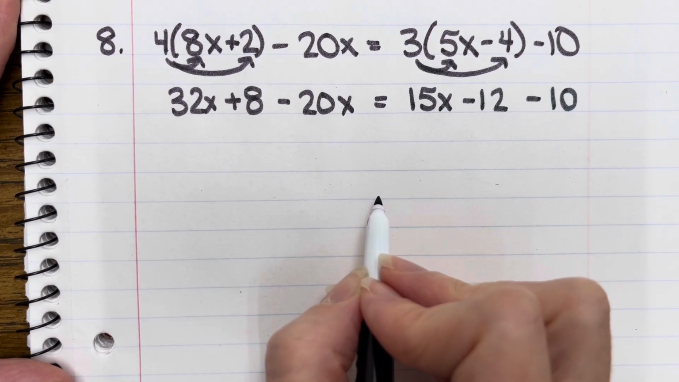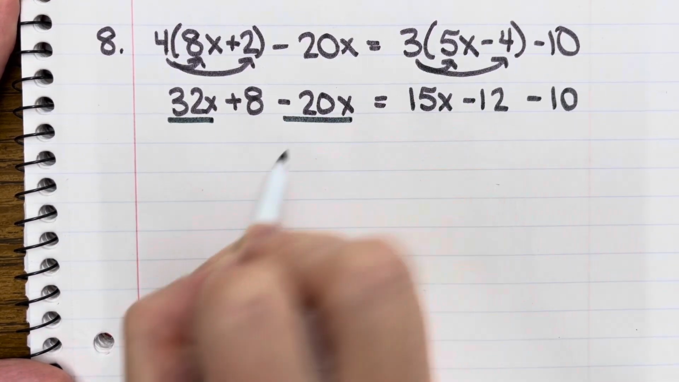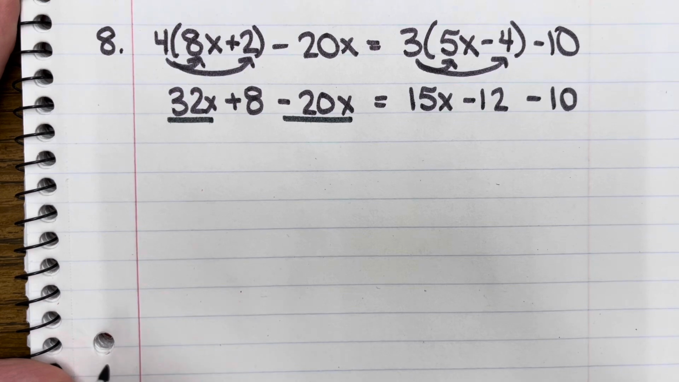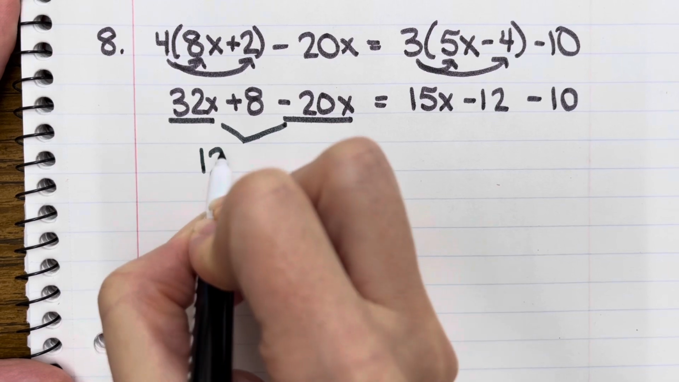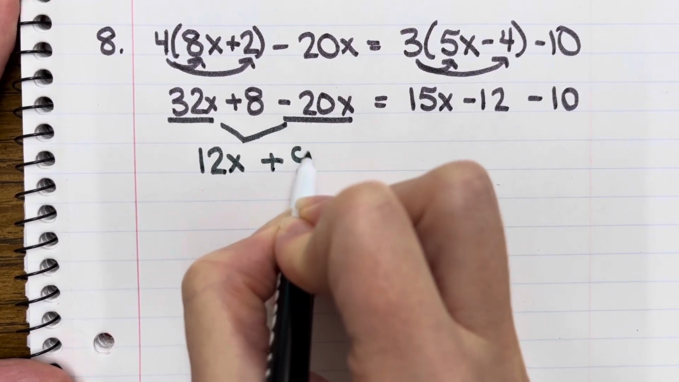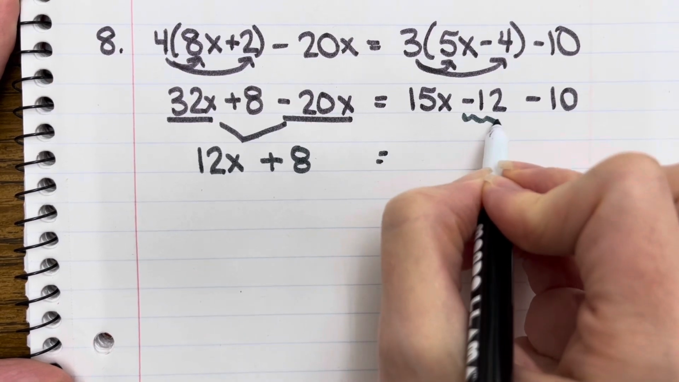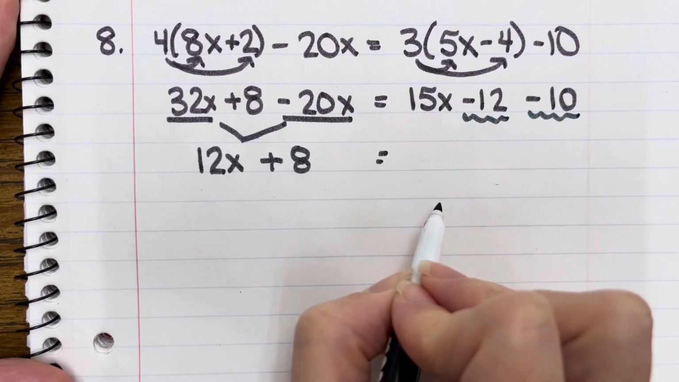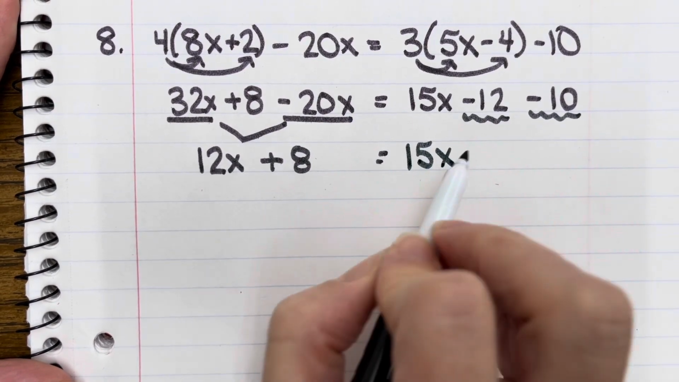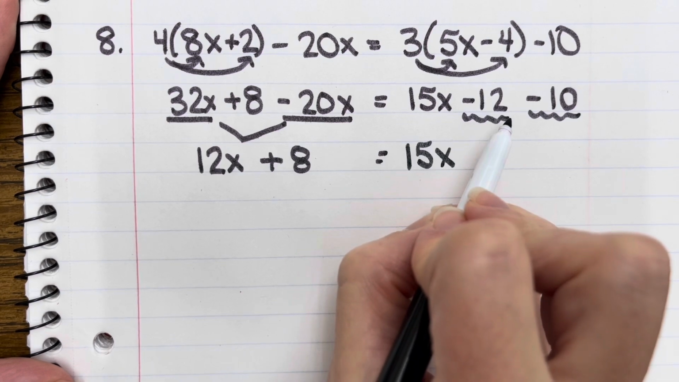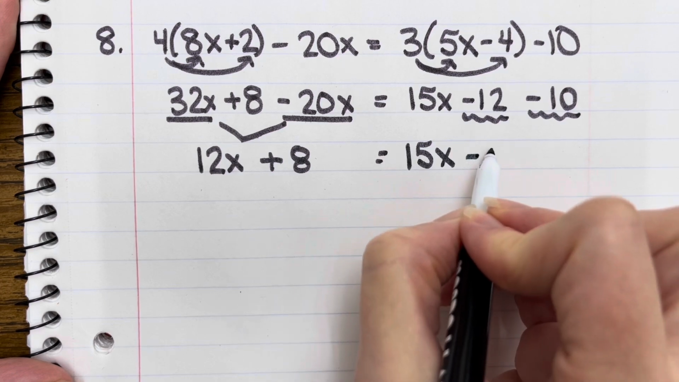Then we have to combine like terms. On the left, we have a 32x and minus 20x or negative 20x. So if we combine those, we end up with 12x. And we still have that positive 8. On the right, we can combine the integers negative 12 and negative 10. I'm going to first just copy my 15x so I don't forget about it. If we lose $12 and we lose 10 more dollars, ooh, that sucks. We lost $22.